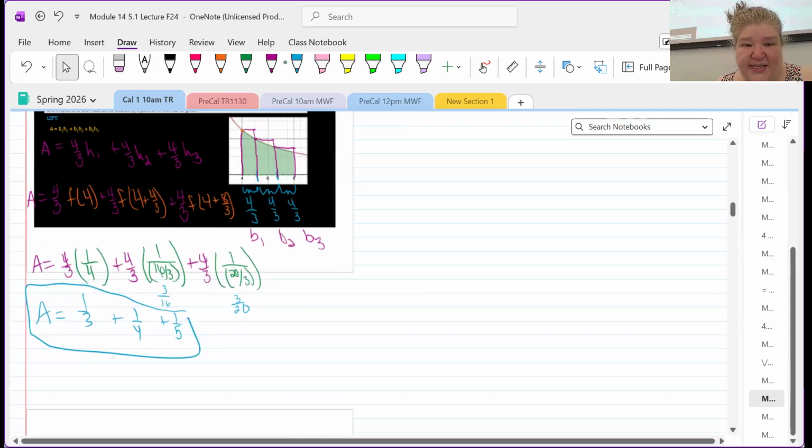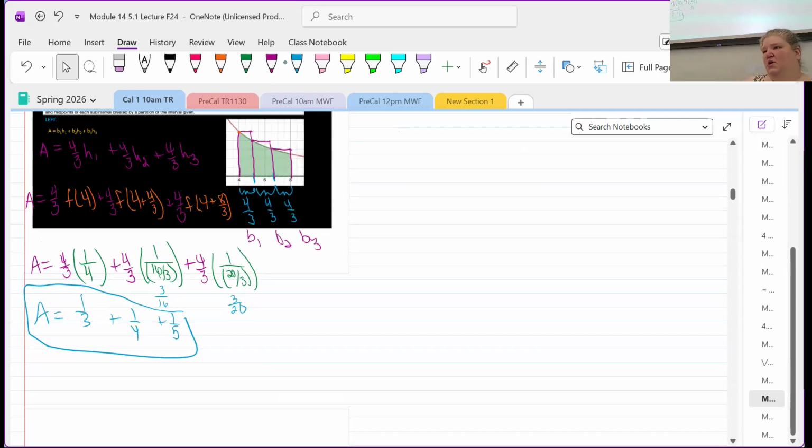But this area under the curve is going to turn out to be what our antiderivative, our integral is. So derivative finds slope of the tangent line. Antiderivative gives us a formula for area under the curve. So we're going to play around a little more with this.